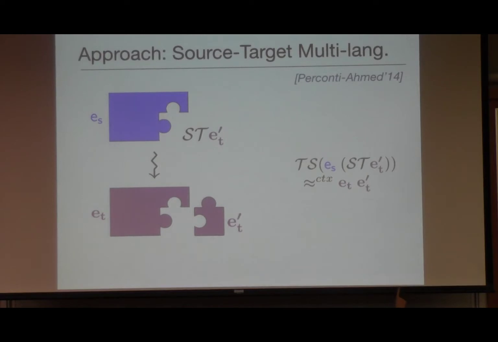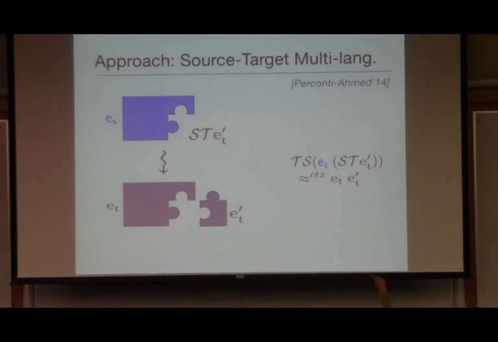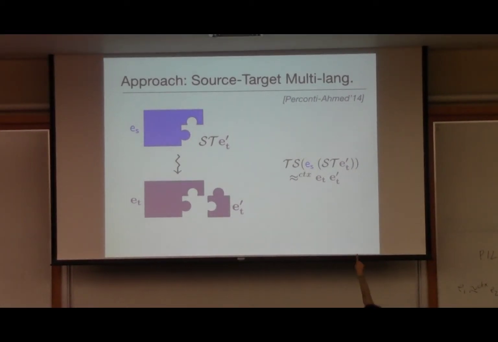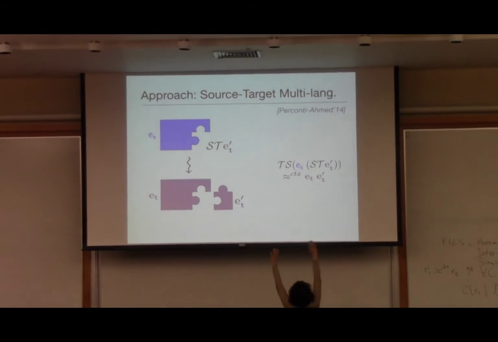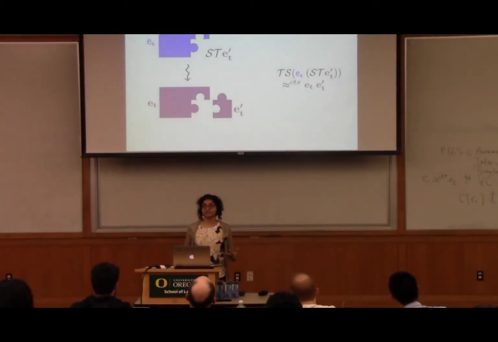What is it equivalent to at the top? Well, I take my ES and link it with ST of ET prime. Okay, but now I'll have source on the top and target at the bottom, so I put that whole program at ES with ST ET prime in a TS boundary, so that now I have target code at the top and target code at the bottom. And now it's reduced to a simple contextual equivalence between the multi-language.